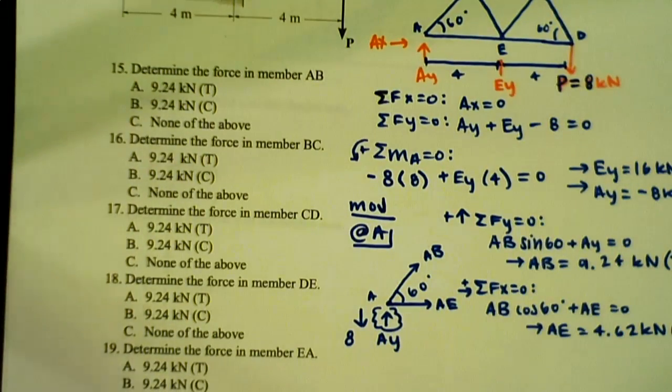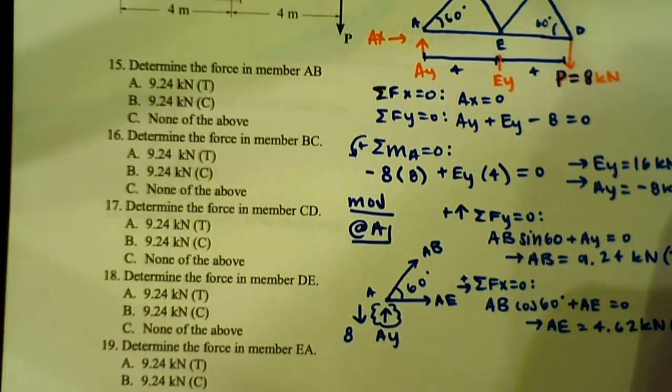Like, because it would be negative AE. You'd have to subtract it over one side. Yeah, I'm bad at math. It would be in compression.